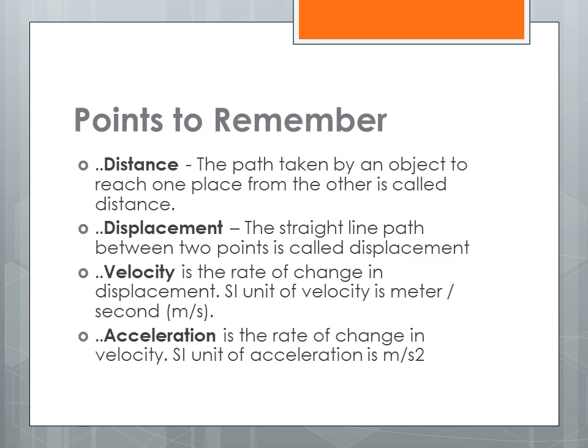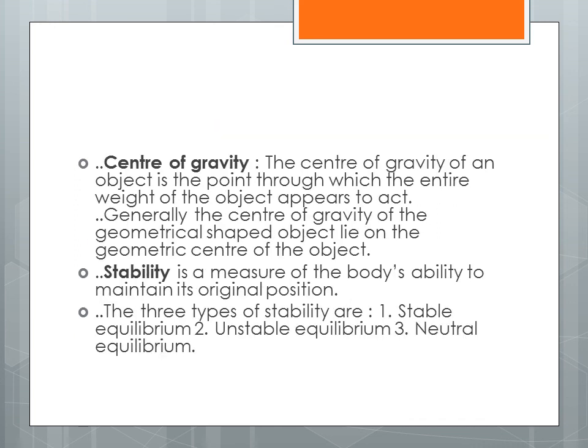Points to remember. Distance: the path taken by an object to reach one place from another is called distance. Displacement: a straight line path between 2 points is called displacement. Velocity is the rate of change in displacement. SI unit of velocity is meter per second, m/s. Acceleration is the rate of change in velocity. SI unit of acceleration is meter per second squared.